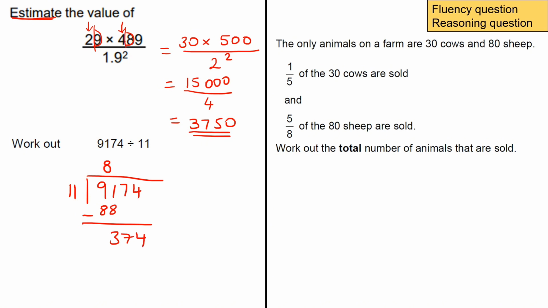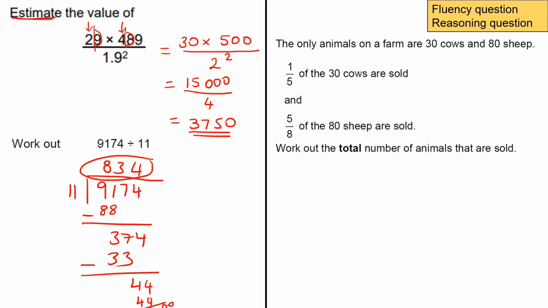374. And then I can do 3 times 11, that's going to be 33. Take it away. That's 44 left. And 4, that's going to give us 44. As soon as we end up with 0, 0, that's going to be our answer. So it's going to be 834.